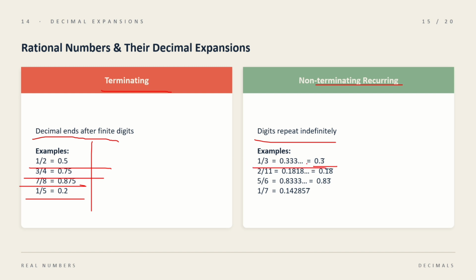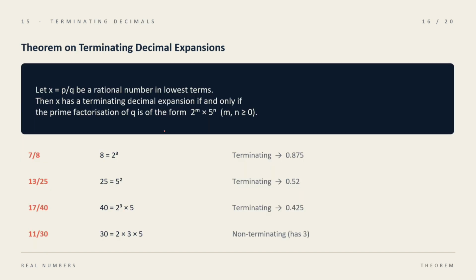1 by 3 is 0.333, it can be written as 0.3 with a bar. 2 by 11 is 0.1818, it can be written as 0.18 with a bar. 5 by 6 is 0.83 with a bar. 1 by 7 can be written as 0.142857 with a bar.